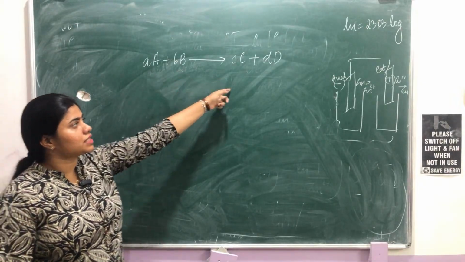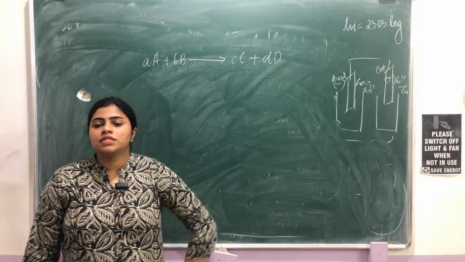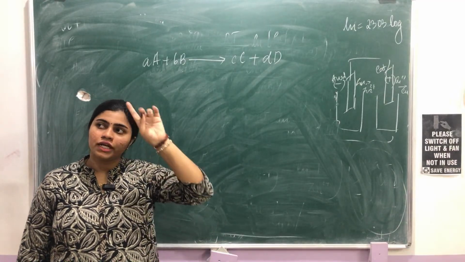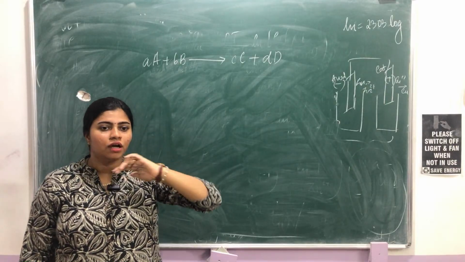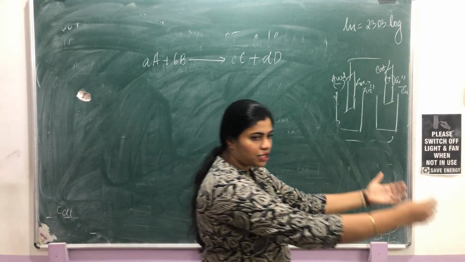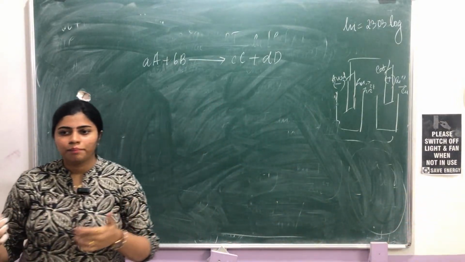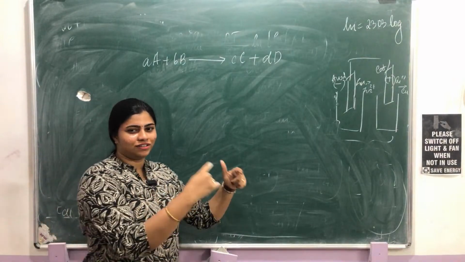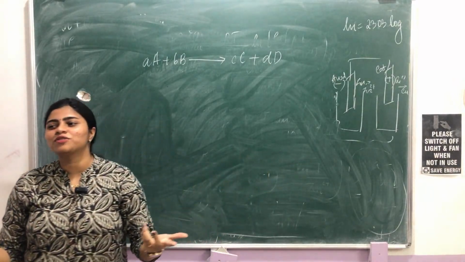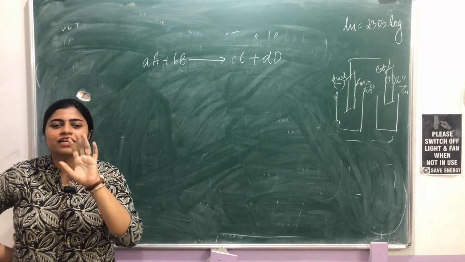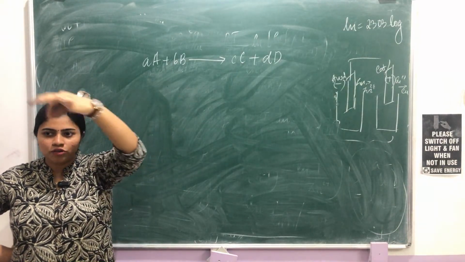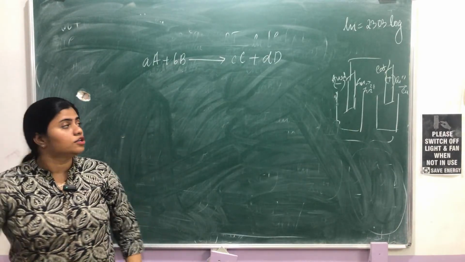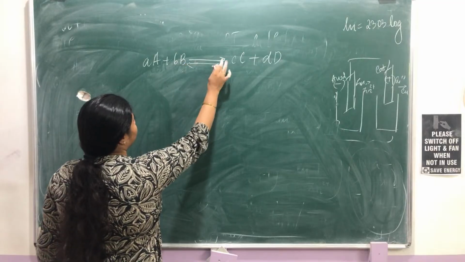aA plus bB gives cC plus dD. What is equilibrium constant, or what is equilibrium? In the equilibrium chapter, it is when the rate of forward reaction equals the rate of backward reaction. This is by heart. You know it when I start the tune, but you don't know when I ask what is equilibrium. Pendulum, have you seen? It will go to and fro, but that middle point is called the equilibrium.